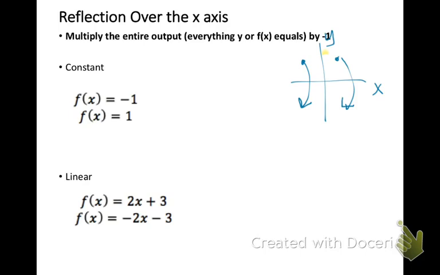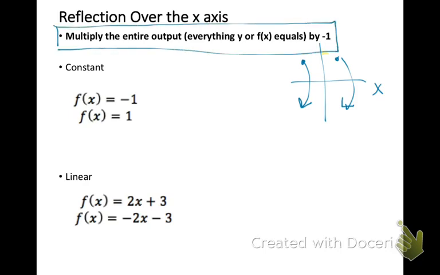So across the top of all those 4 boxes, write this phrase. You're going to multiply the entire output, everything y or f of x equals, by -1. Now here's what it looks like for a constant function. Put this in the box in the constant function column. If we start out with a constant function of f of x equals -1, then we multiply everything that f of x equals by -1, we get f of x equals +1, and that will flip it over the x-axis.